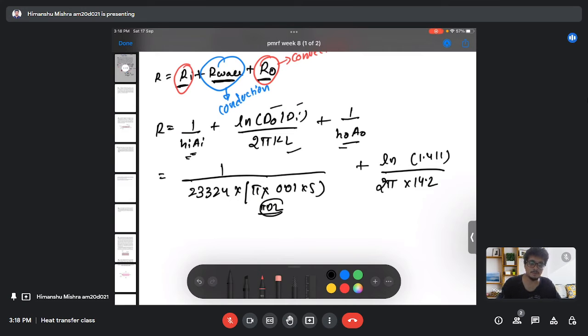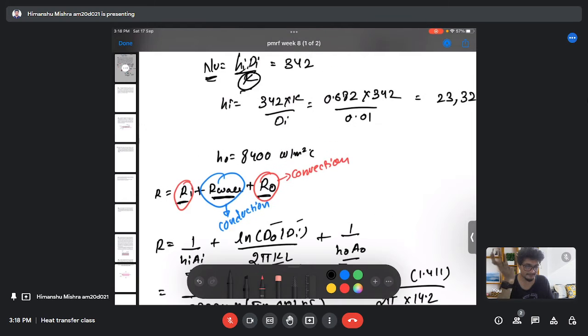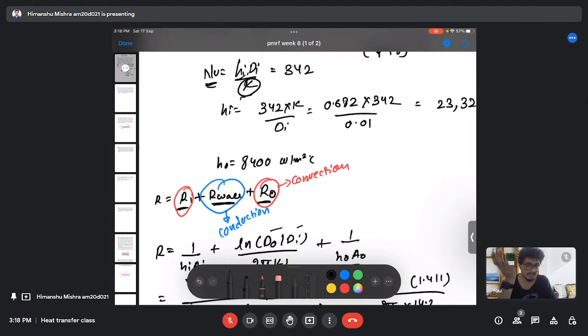So here we can use the thermal conductivity of the pipe because we are investigating the resistance within the pipe, because there is heat transfer due to conduction within the pipe. So the K here is the thermal conductivity of the steel pipe, whereas in the Nusselt number expression, we have considered the thermal conductivity of the fluid.